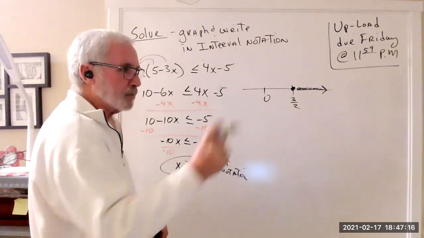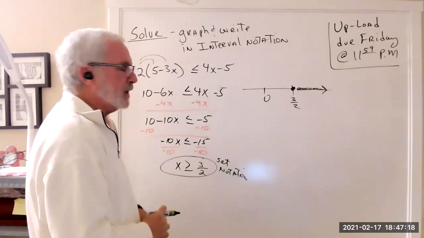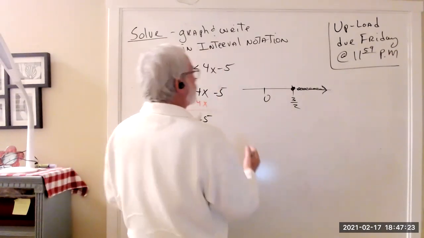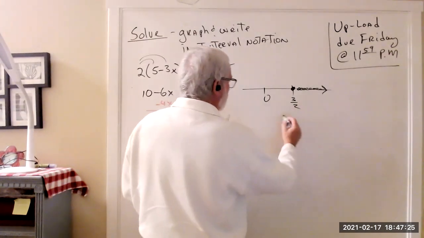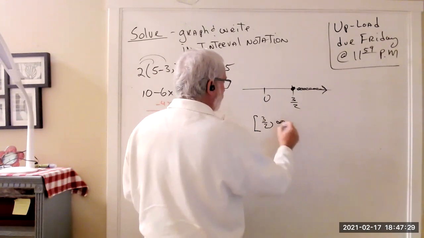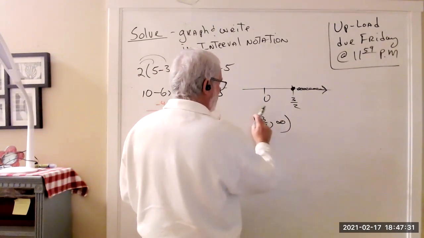Mitch, I think you like the bracket on there instead of the dot. That's fine. Okay. Also then now interval notation, it would be bracket, 3/2, comma, infinity, parenthesis.